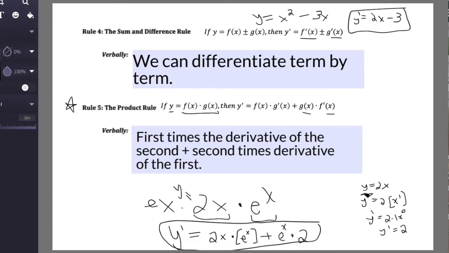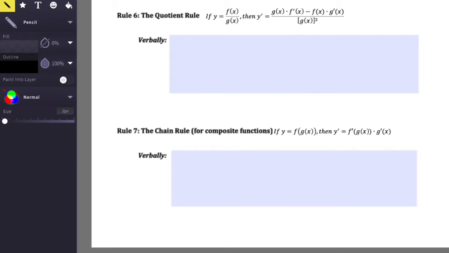Let's get to our final two rules. All right, so our final two rules are the quotient rule and the chain rule. These are notoriously the most difficult, so you want to spend a little extra time understanding them and practicing them. With the quotient rule, if you have a function y defined as a quotient of two expressions, or two functions, you could call them f of x and g of x, well, then the derivative is equal to this whole big thing. So how can we remember this? What does it mean? Well, the derivative is equal to the bottom function times the derivative of the top minus the top function times the derivative of the bottom all over the bottom squared.